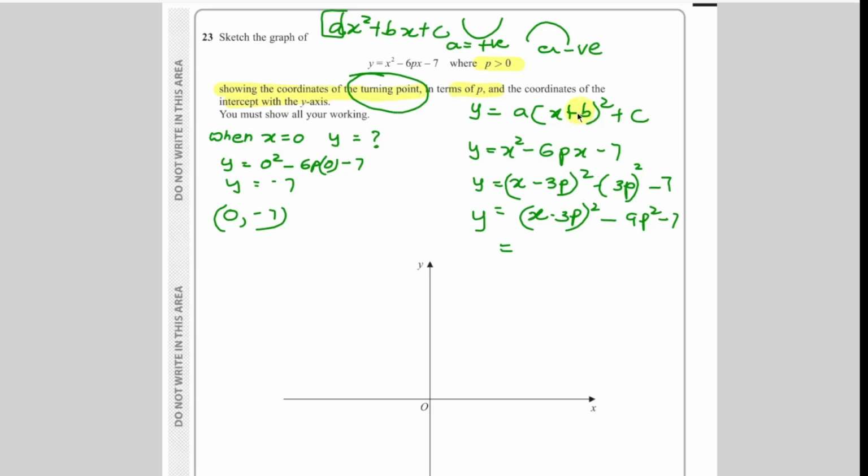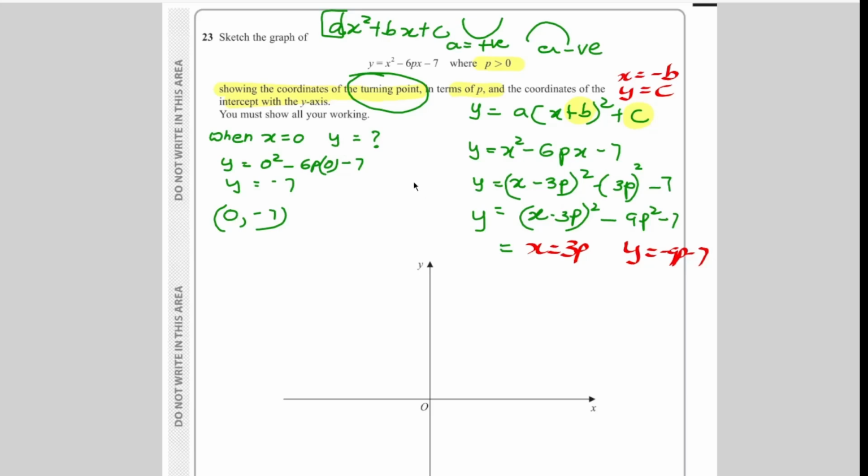Using this one and this one, we get x equals minus b. This is the x coordinate, and this is the y coordinate. The y coordinate we pick as it is, and the x coordinate we reverse. Now let's get the x coordinate: x equals 3p, then y equals, as it is, minus 9p squared minus 7.